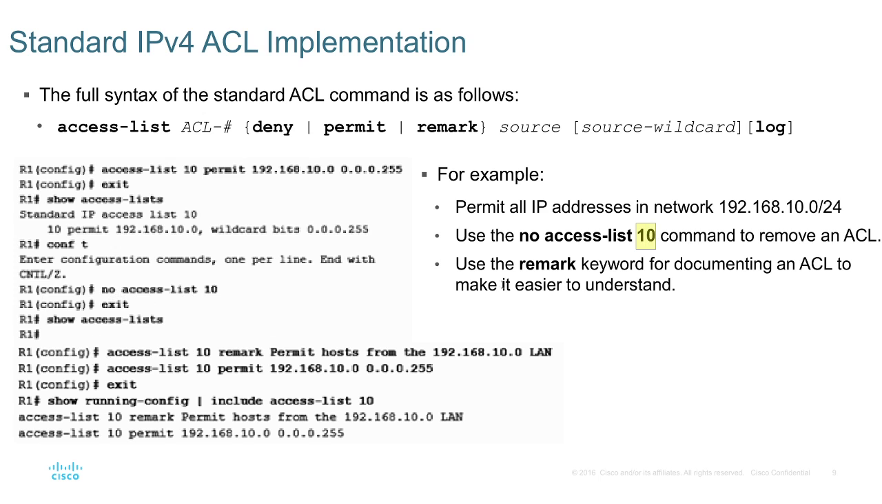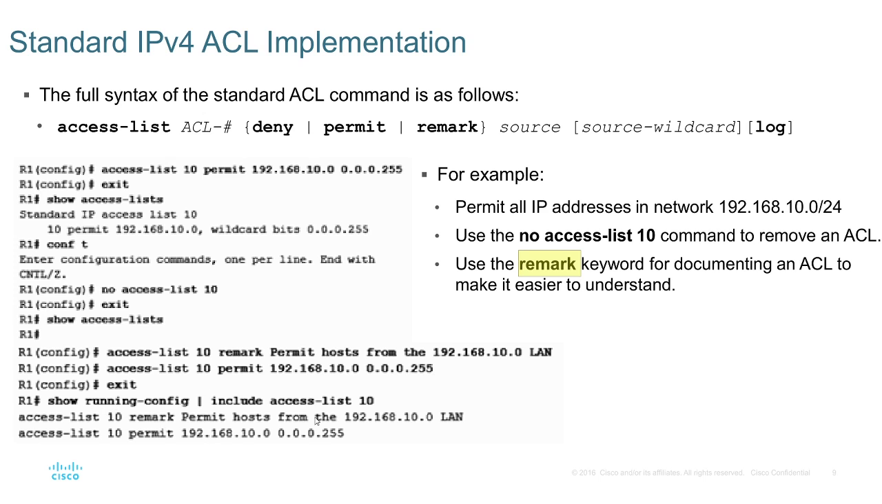Say if you want to use the remark command, this is how we may use it. It is like a command, comment. So we will do it like access list 10 remark permit host from, say, the 10.0 LAN. Then we will add the rule saying access list 10 permit, that permit rule.